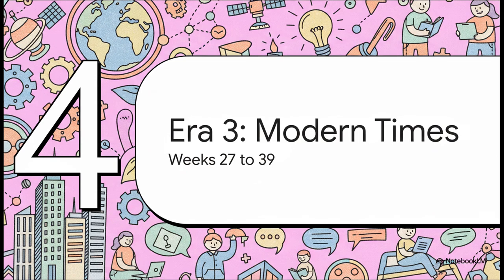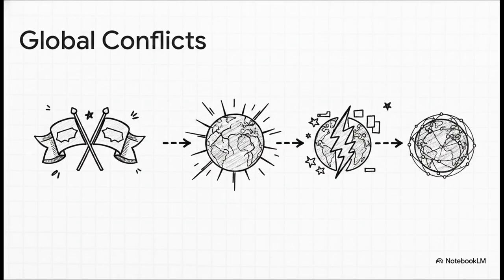Section 4, Era 3, Modern Times. Now, this era is incredibly intense. It focuses on the global conflicts and connections that directly forged the world you're living in right now. You're going to study how the rise of nationalism and imperialism pushed empires into fierce competition, leading directly to the catastrophic devastation of World War I and World War II. And from the ashes of those conflicts, you'll trace the ideological standoff of the Cold War, bringing us right up to the doorstep of the contemporary world.